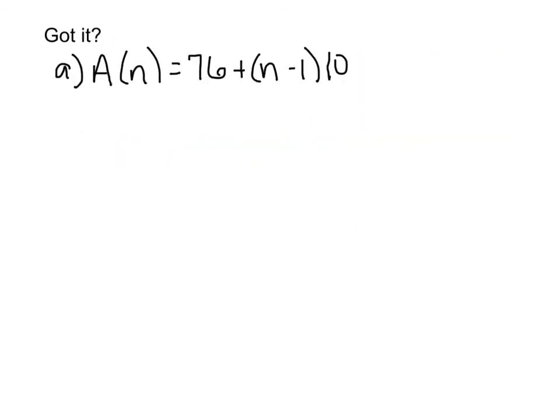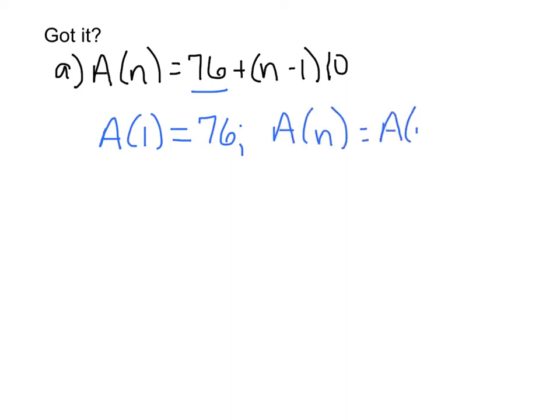Now we're actually going to be writing a recursive formula from an explicit formula. So once again, this is our first term, this is our common difference. So all I do is go backwards. You would take A of 1, which is telling us our first term. So we're going to say our first term is 76. Now we use the formula, and we say A of n equals A of n minus 1, and then we take the common difference, and it goes here, plus 10.